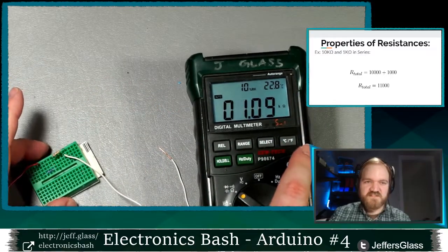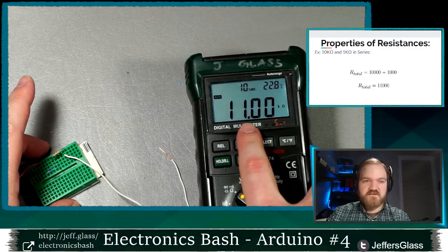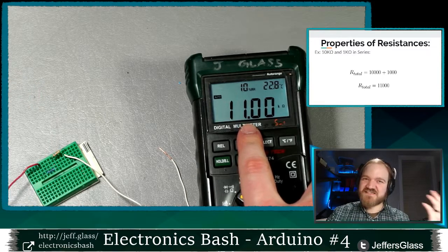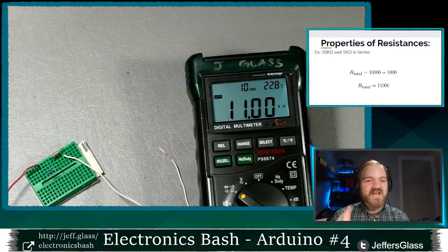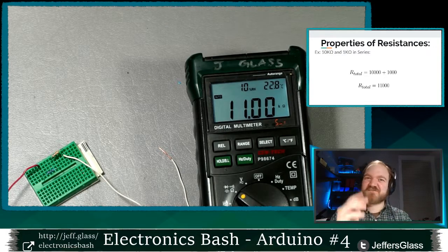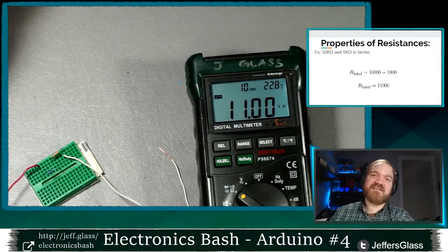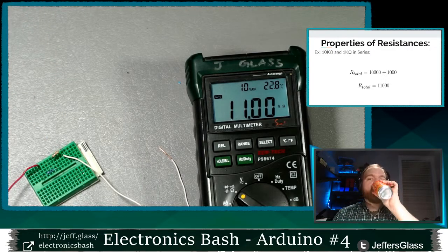There we go. We'll see what we get out here. I get a spot on the nose, 11 kilo ohms, which is exactly what we said we should get. It's great. This is payback for the carrot thing earlier. My carrot was not behaving properly. My resistors are behaving properly. And if I have to make one trade, I feel okay about that.